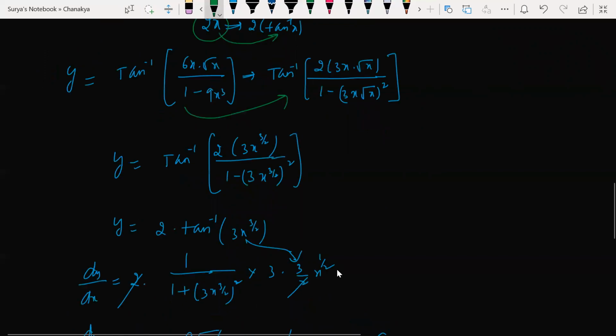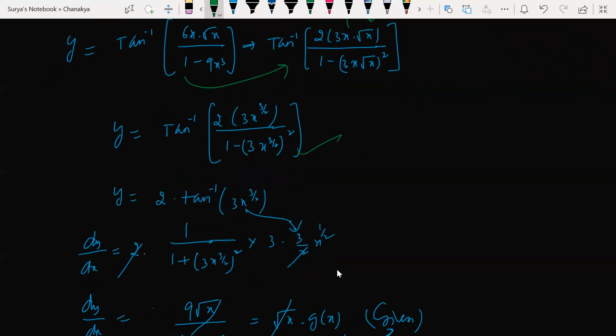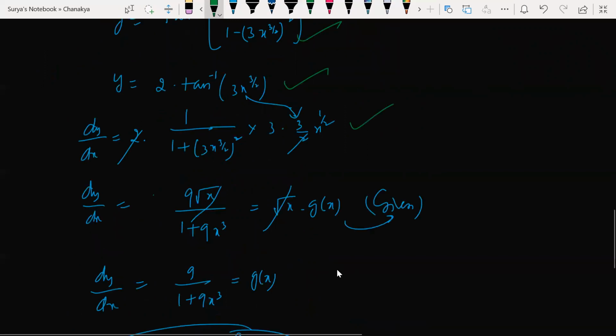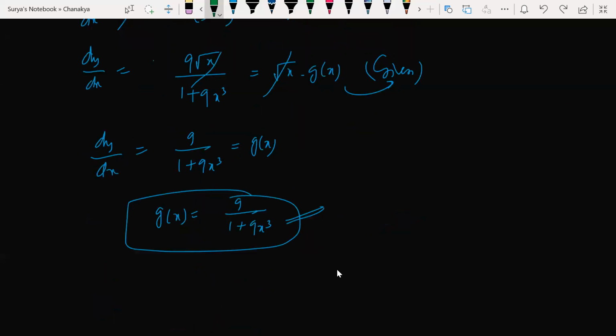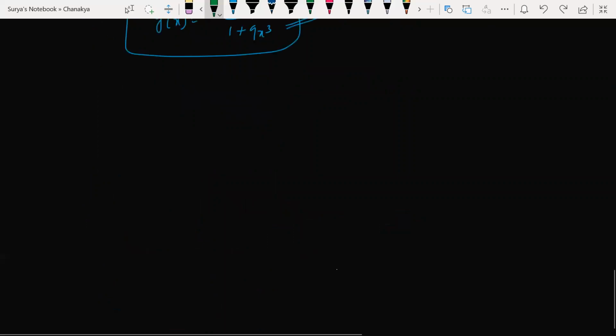After that, x into root x is x to the power of 3 by 2. From that, I just got this step. From that, I just proceeded with this. All right, 2 times tan inverse of x is nothing but 1 by 1 plus 3x to the power of 3 by 2 whole square, and in the function I just found the derivative of this. And at last, I got g of x like this. Very simple question. Next.